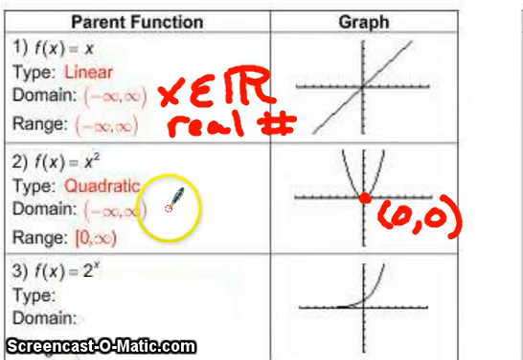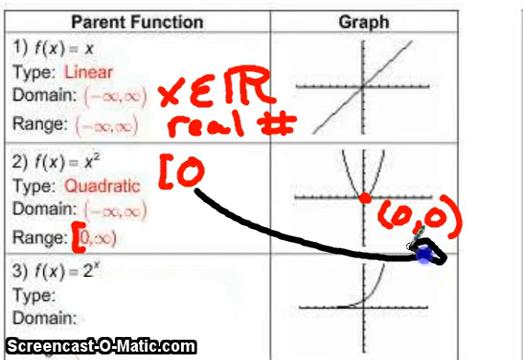Now, I do want to just point out that this bracket is very, very important. When you see a bracket, you have to include it. The bracket means that 0 is in the value. Okay? It means that we have to include it. It does pass through 0. And you're going to see why we have to include it on our very next function.